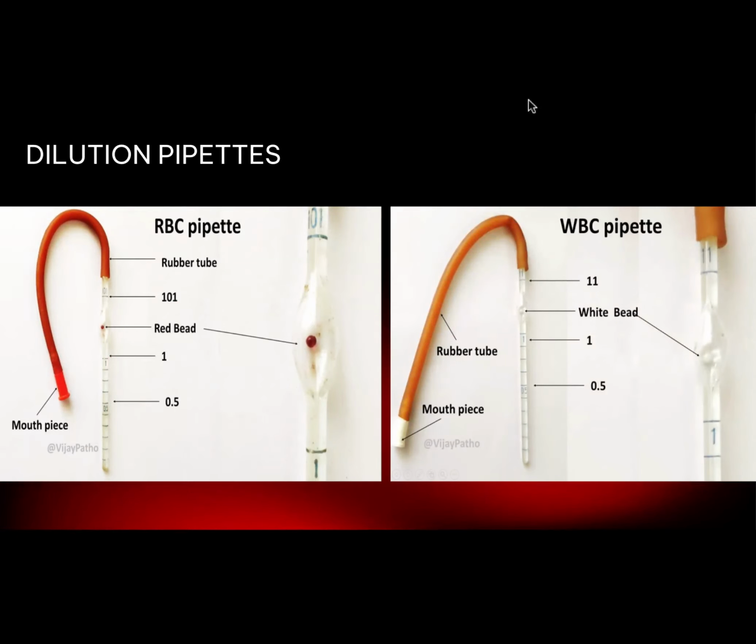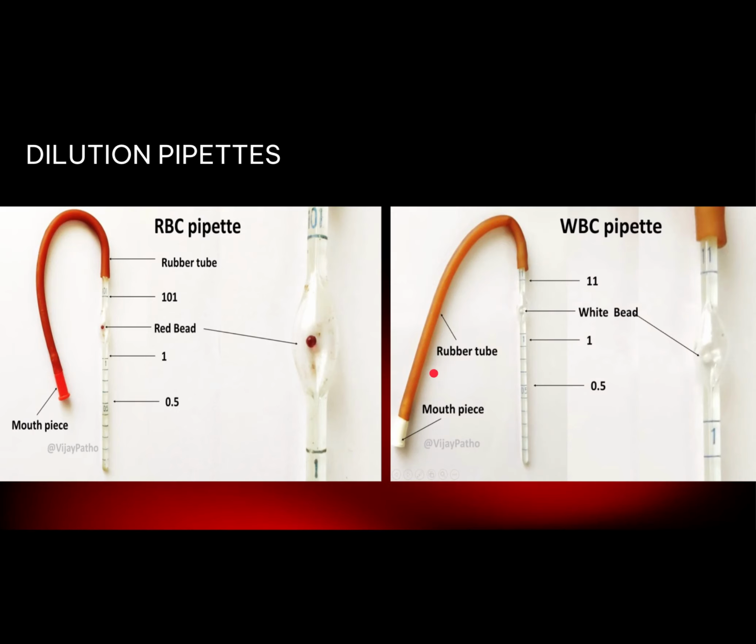Next, for our WBC pipette, again, this is a white bead. Another thing that we have to notice is that it has a smaller bulb and a larger lumen. So our dilution here is a bit smaller compared to our red blood cell pipette.